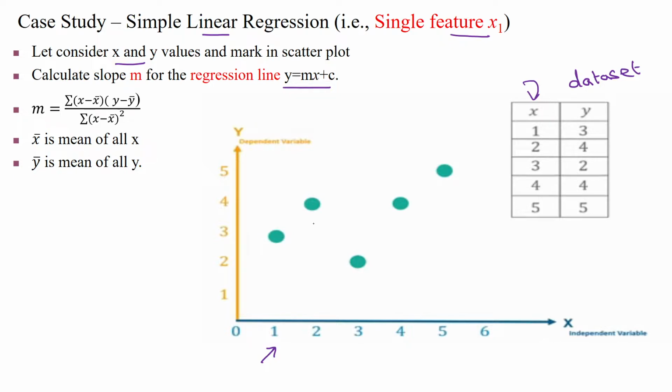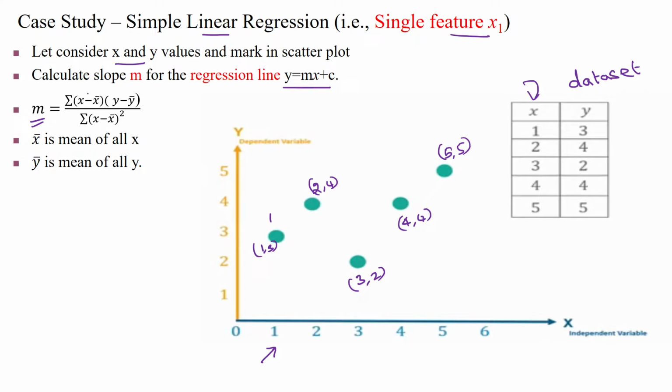For example, 1 comma 3 is data point 1, and this is 2 comma 4, and this data point is 5 comma 5, approximately as we have mentioned in the plot, and this is 4 comma 4, and this one is 3 comma 2. Based upon that, we will calculate the slope for the given data points.